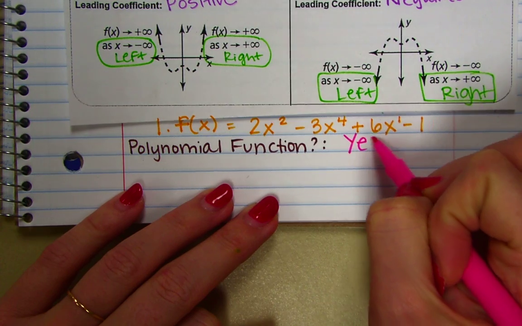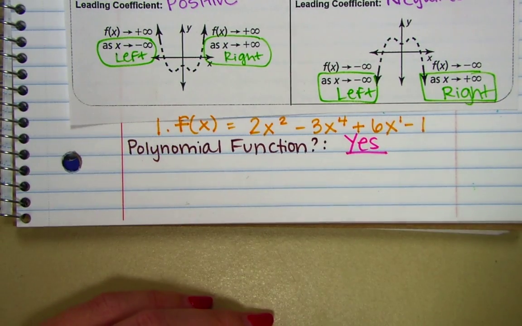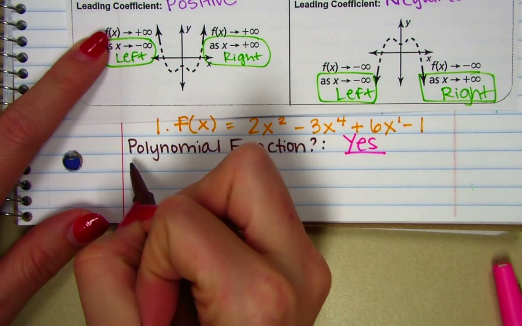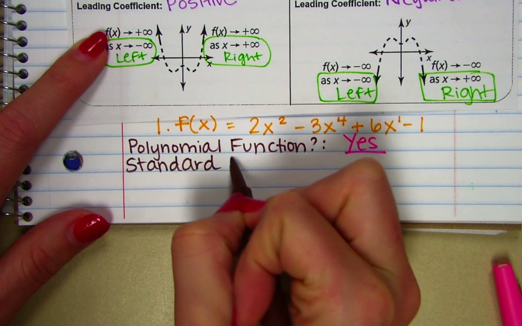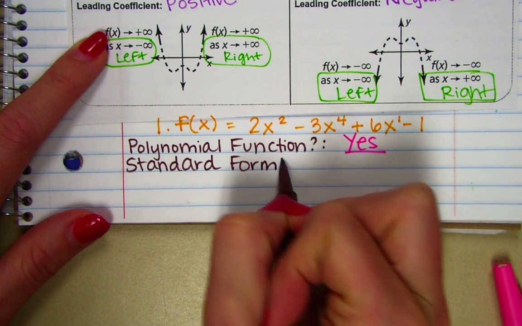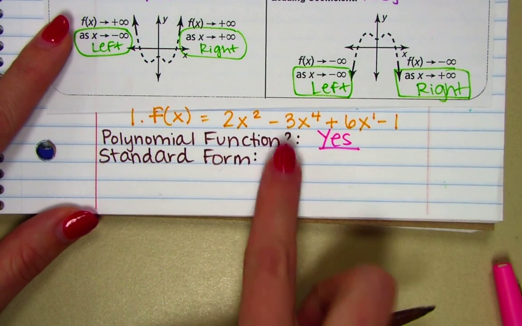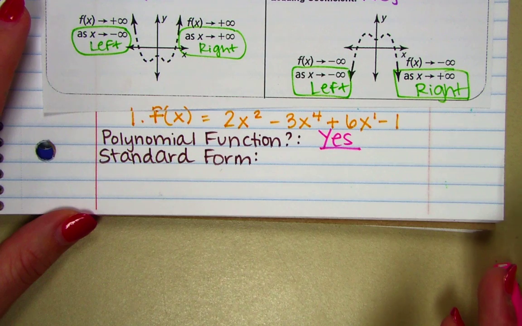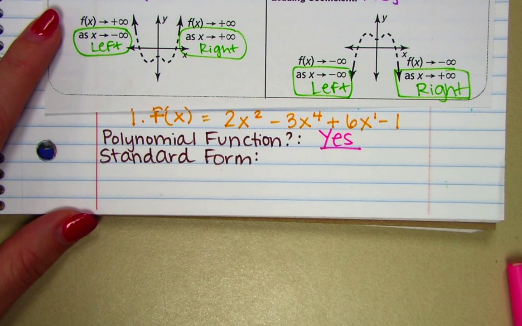Yes, it's a polynomial function. Okay, if it was no, we're done. We don't answer the rest of the questions. Since it's yes, we're going to keep going. Okay, now what is standard form? Standard form means is it in the right order? Okay, are all of the terms in the right order? Are they? No. All right, no is correct. They are not in the right order.